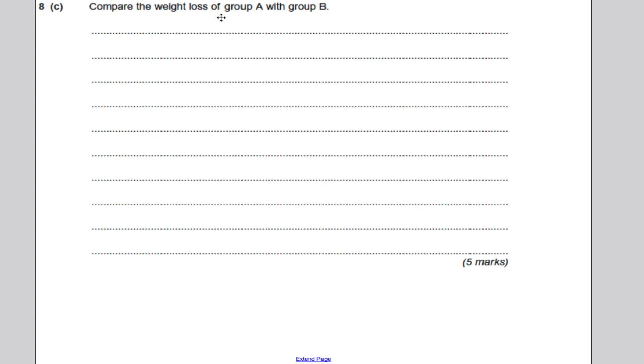And we're asked to compare the weight loss of group A with group B. Now, if you've watched the video I've done on comparing distributions, you should think, well, I want to comment on an average, or more often than not the medians, and also a range or interquartile range. So range or the interquartile range, and then we want to draw some conclusions.